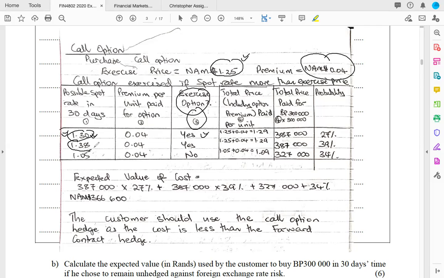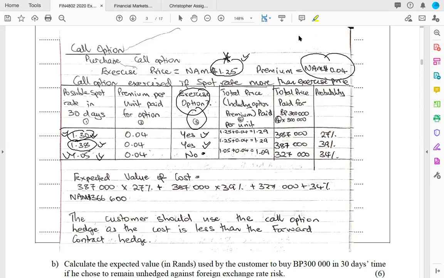Likewise, if the spot rate is 1.38, 1.38 is more than the exercise price. So you would opt to exercise your option and to purchase at 1.25 Namibian dollars, whereas everyone else is buying at 1.38. However, if the possible spot rate is 1.05, you will not exercise your option. You will not buy at the option exercise price. Rather, you will go into the market and buy where it's cheaper.